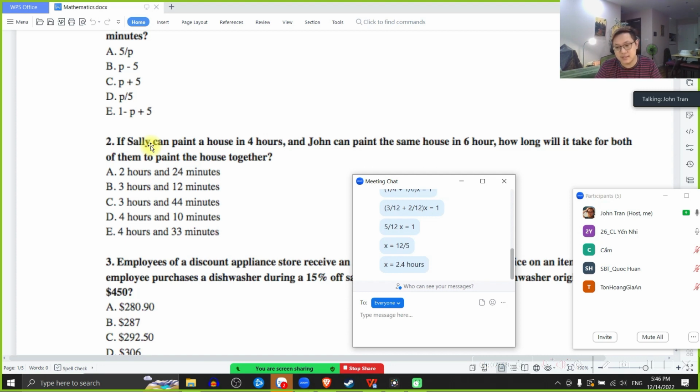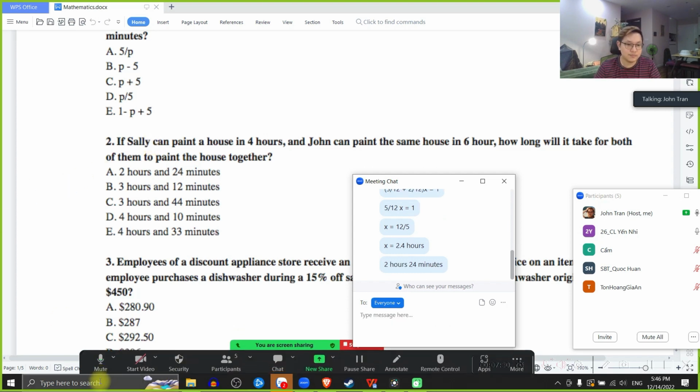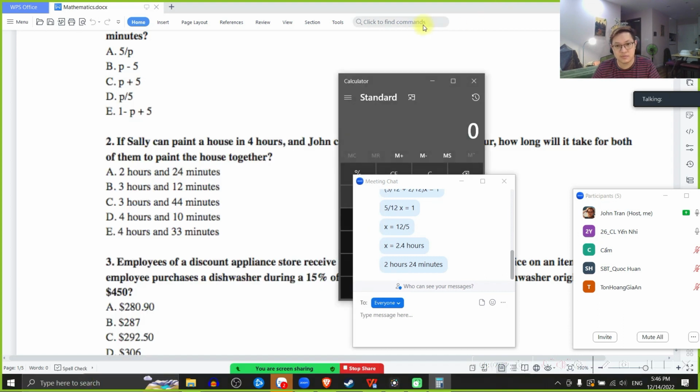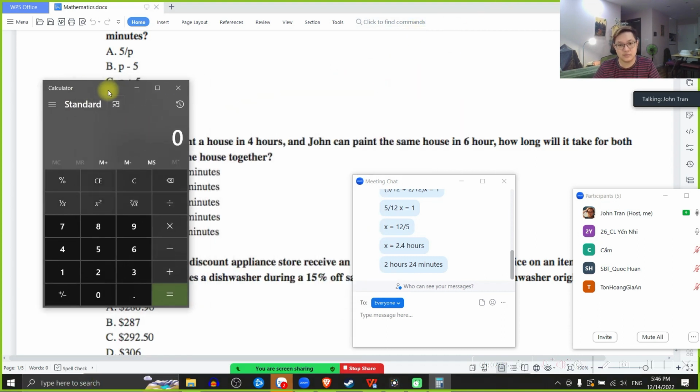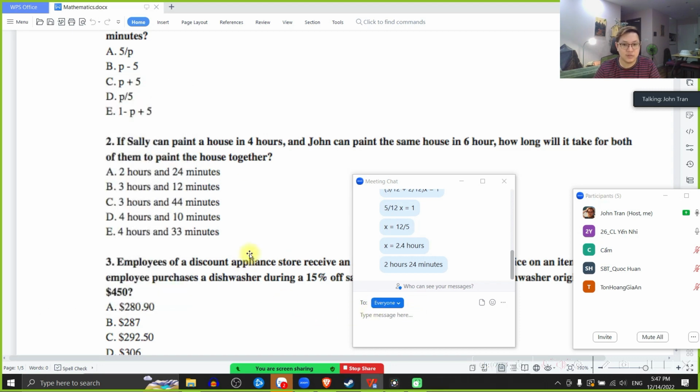So 1 hour is 60 minutes. So 0.4 hours means 24 minutes. Bạn nào không nhớ được cách chuyển đổi từ cái phẩy bao nhiêu sang phút á, thì là bây giờ nè, 0.4 mà 1 giờ là 60 phút, thì nhân lên là 24, nhân cho 60 thôi. Just take 0.4 times 60 and you get the minutes. Ok, 2 tiếng và 24 phút rồi.